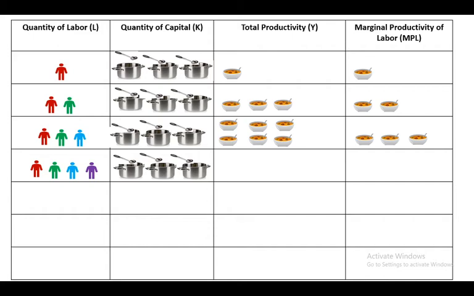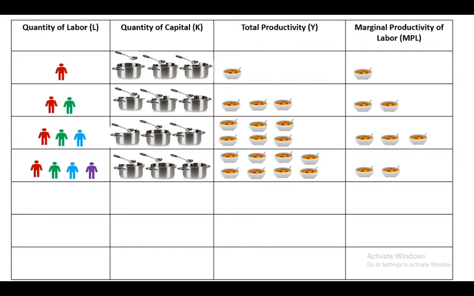Right? What happens? Total productivity still increases, but at a slower rate. Let's say from 6 plates of a menu item to 8 plates of a menu item. Right? What happens to marginal productivity? Now, how many additional plates are produced? 8 minus 6, 2 plates of a menu item. Right? This is the first time your marginal productivity has decreased.